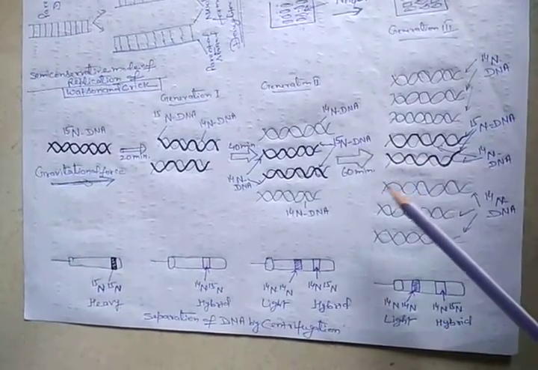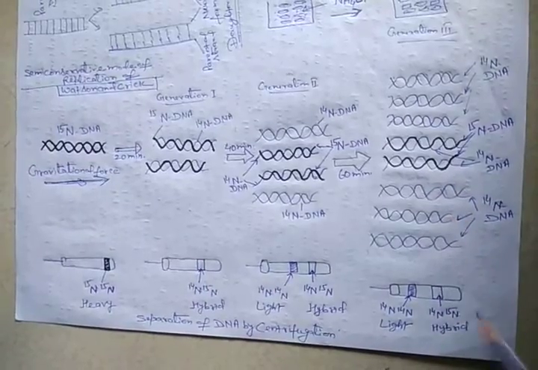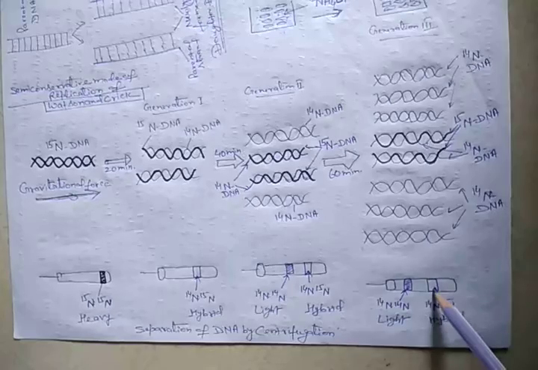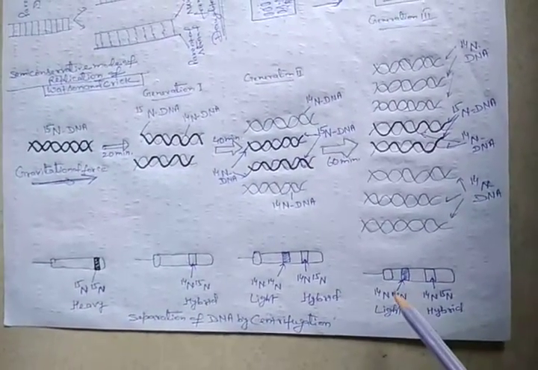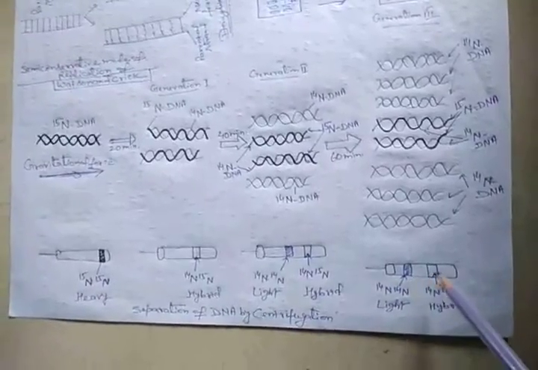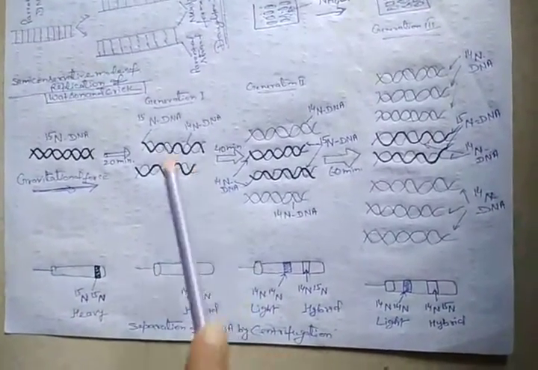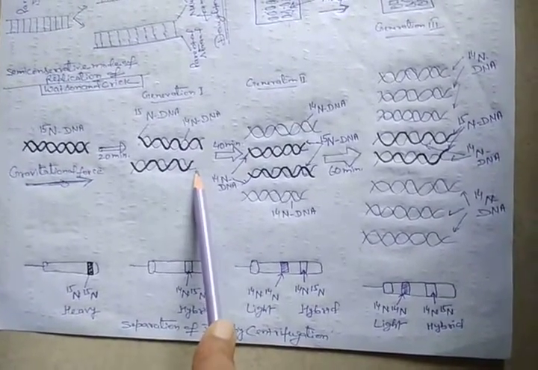So here Meselson and Stahl observed that the percentage of hybrid decreased while the percentage of light DNA increased. This could happen only if one of the strands is the parental strand while the other strand is the newly formed strand.